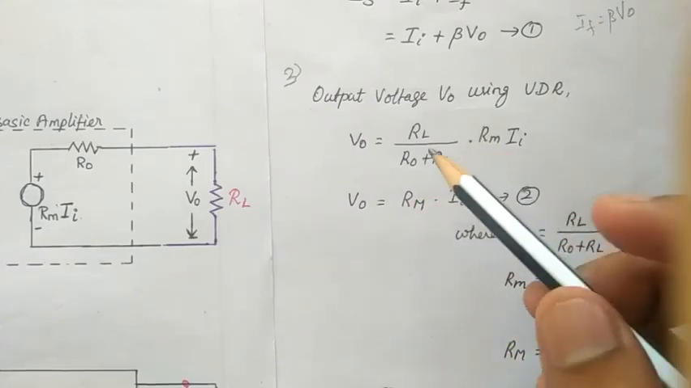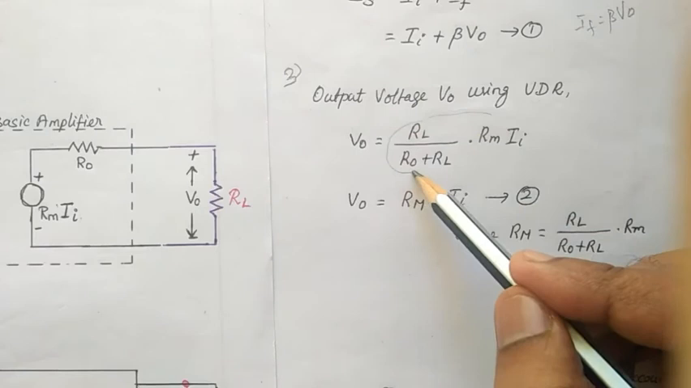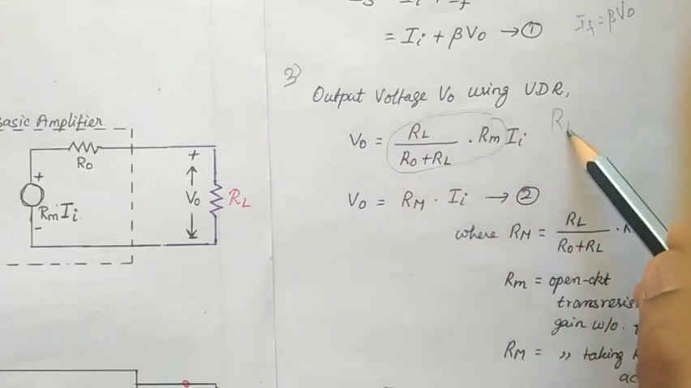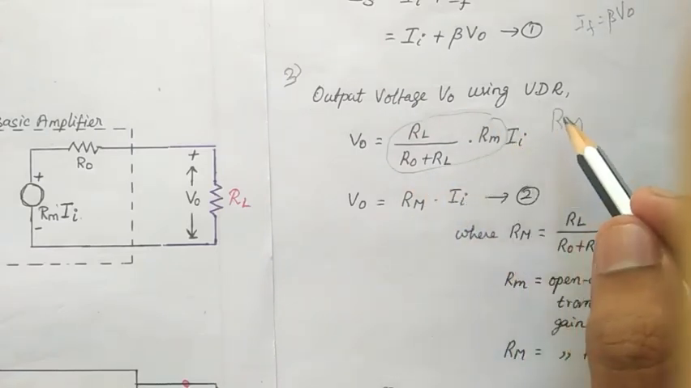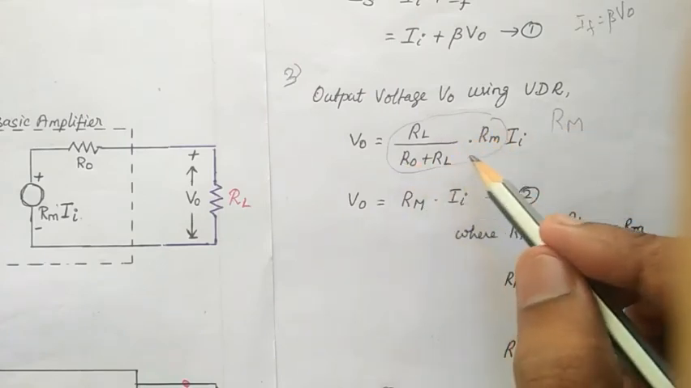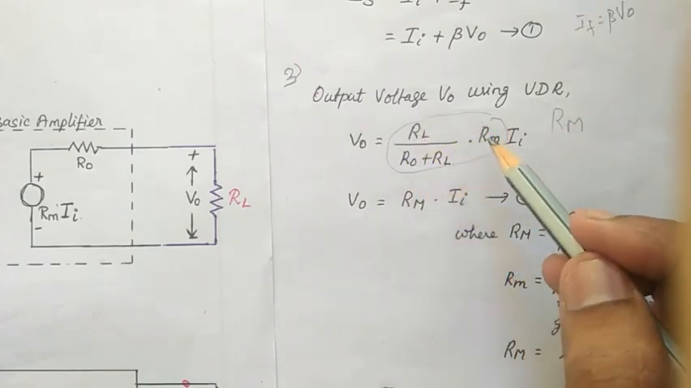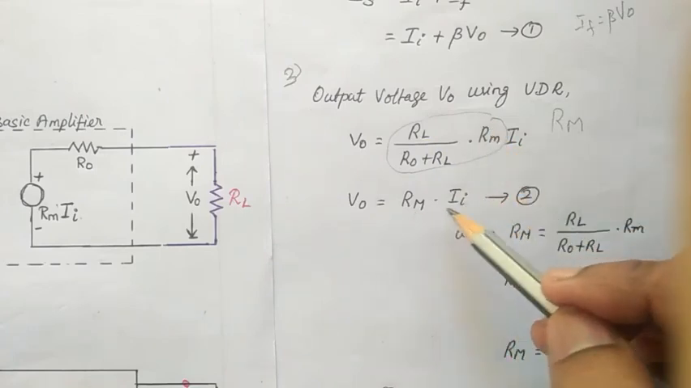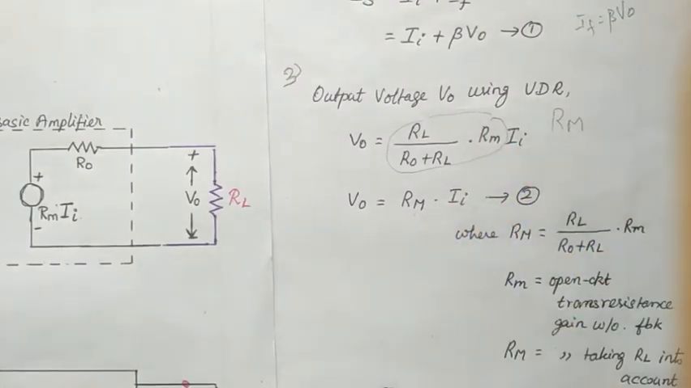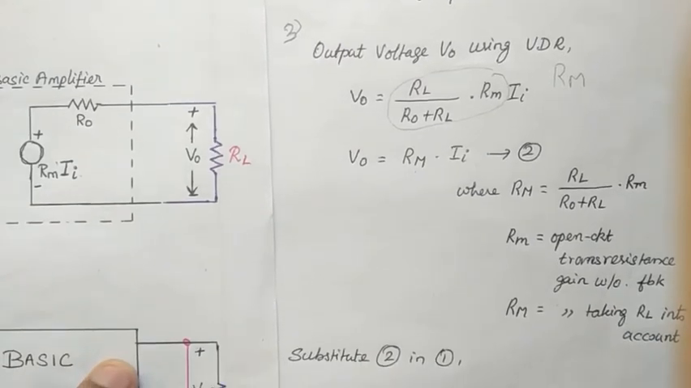Now, for further simplification, I am making this entire expression R capital M. I am making R capital M as RL by R0 plus RL into R small m. So now it becomes RM into II. This can be equation 2. Here we have to write RM is equal to this expression. R small m is nothing but the open circuit trans resistance gain without feedback. R capital M is also the open circuit trans resistance gain without feedback, taking RL, the load resistance, into account.